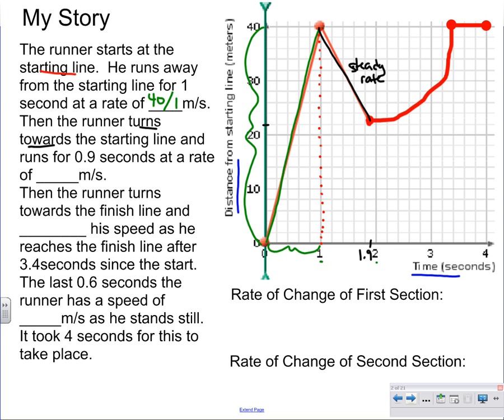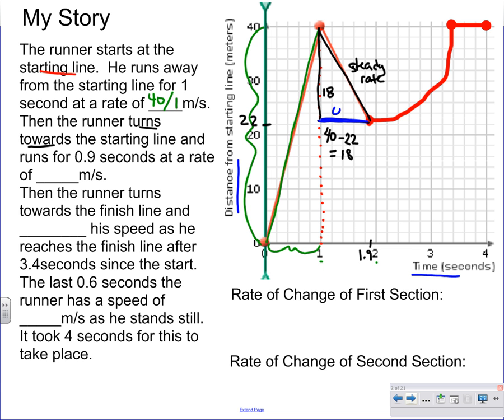We'll have to figure out how far he's run. It looks like this is perhaps 22 meters. So he started 40 meters away from the starting line, and he has run to 22 meters away from the starting line. So let's see, how far is that? That is 18 meters. How did I figure that out? 40 meters away, and he got to 22 meters. So that is 40 minus 22. He's run 18 meters.